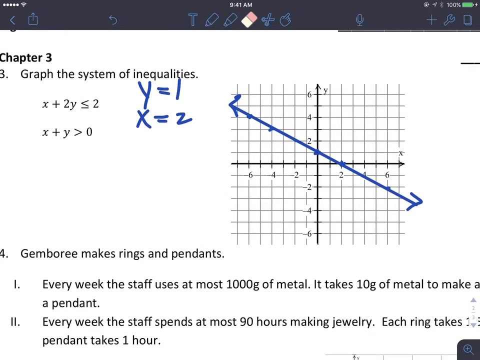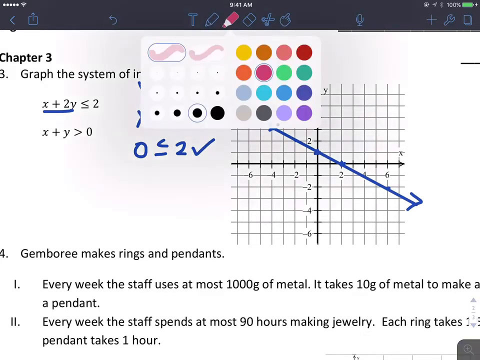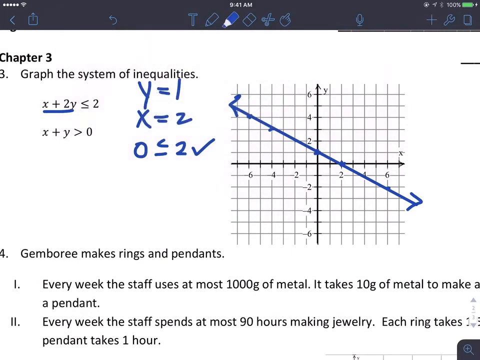And then decide where to shade. Like I've said before, when we use the cover-up method and the x and y are on the same side, we can't just say less than is below and greater than is above. We need to check a point. I always check (0, 0). If I plug that 0 in, the whole left side goes to 0, less than or equal to 2. So check: is 0 less than 2? Yes. So we're going to shade where the 0 is because we got a true statement.